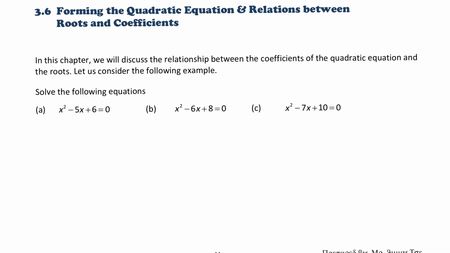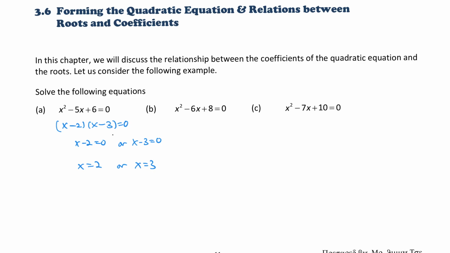What are the coefficients? That means this 1 is the coefficient of x squared, -5 is the coefficient of x, and 6 is the constant. What is the relationship between these three numbers and the roots? Let's see. For the first question, if we solve it, the roots are x equals 2 or x equals 3. Not very difficult to observe.